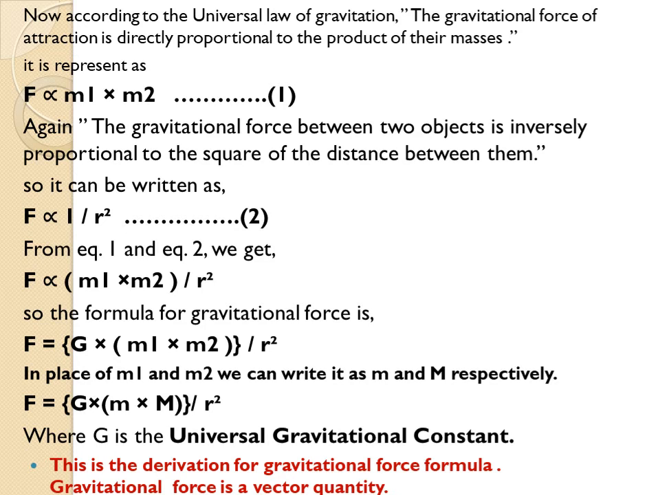So the formula for the gravitational force is F is equal to G into m1 into m2 divided by r square. Here G is the universal gravitational constant, and this is the derivation for the gravitational force formula. This gravitational force is a vector quantity, that means it has direction.